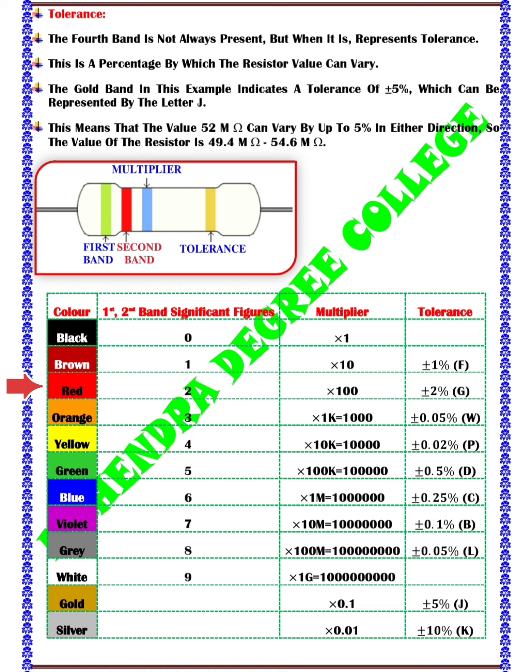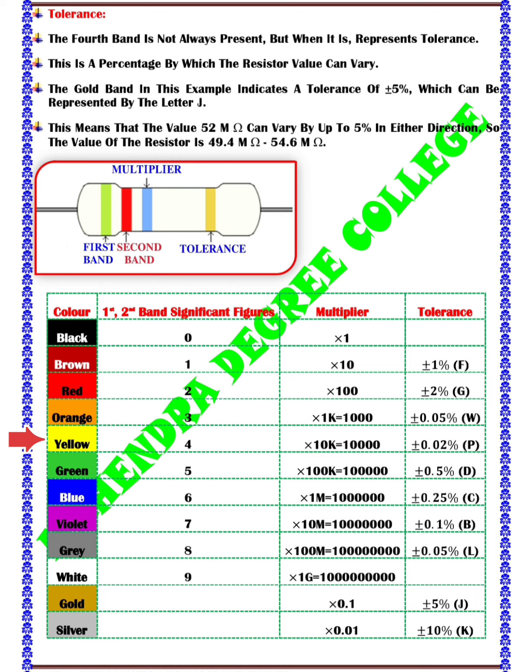The red color band: first and second significant figures 2, multiplier 100 and tolerance value plus or minus 2%, G. The orange color band: first and second significant figures 3, multiplier 1000 and tolerance value plus or minus 0.05%, W.